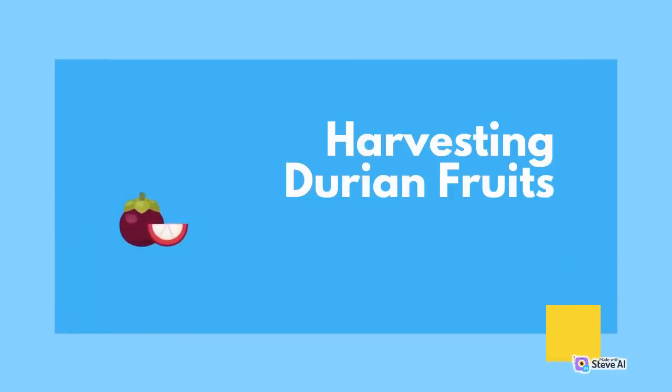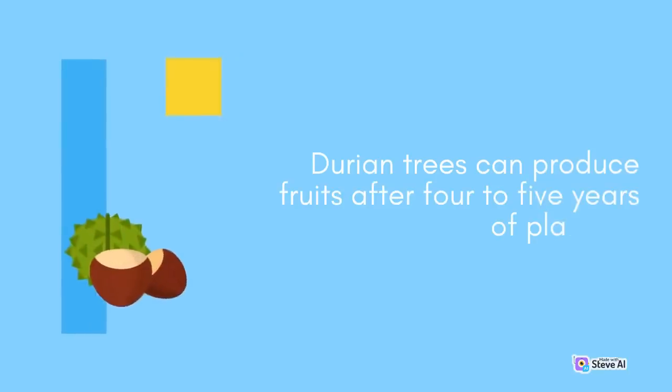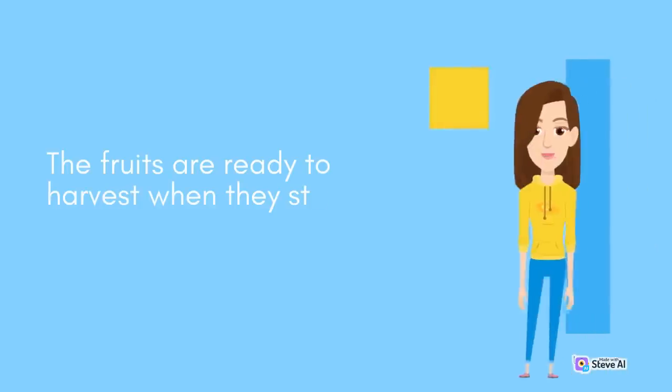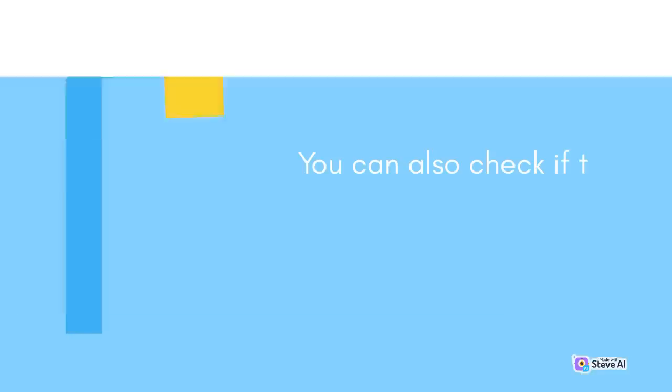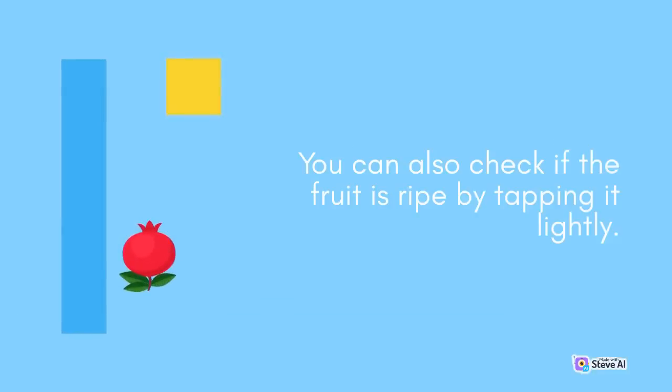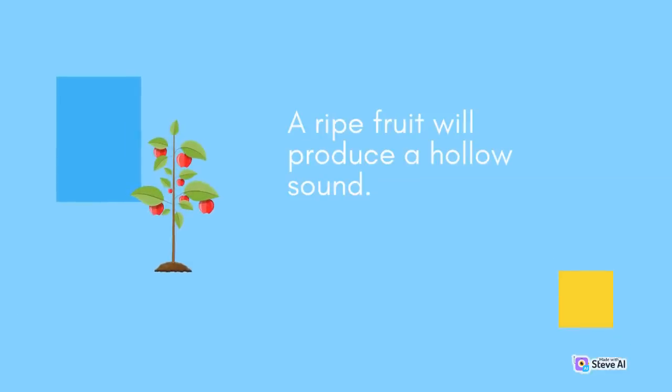Harvesting durian fruits. Durian trees can produce fruits after 4 to 5 years of planting. The fruits are ready to harvest when they start to drop from the tree. You can also check if the fruit is ripe by tapping it lightly. A ripe fruit will produce a hollow sound.